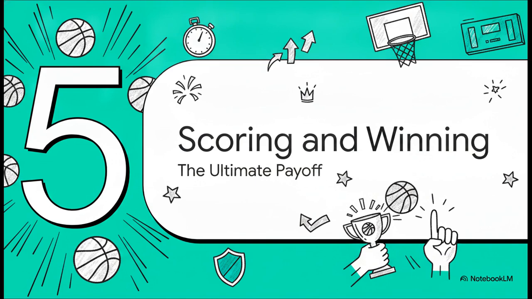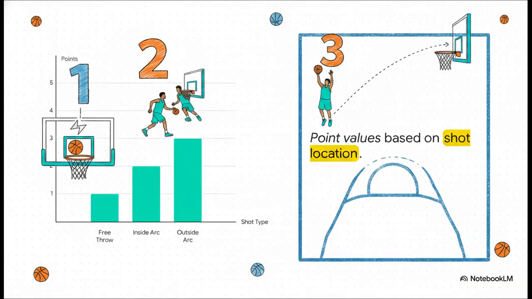Almost there. Let's hit Section 5, scoring and winning, the ultimate payoff. And this brilliantly illustrates the simple but highly strategic scoring system of basketball. Basically, point values scale with difficulty. Those successful free throws we just talked about, since they're unopposed, result in 1 point being scored. Standard baskets scored during live play from inside the three-point arc give you 2 points.